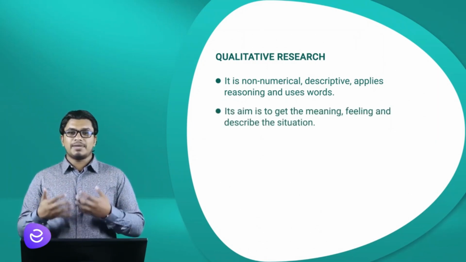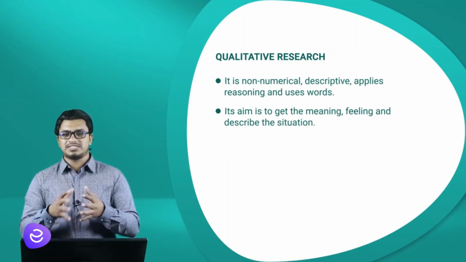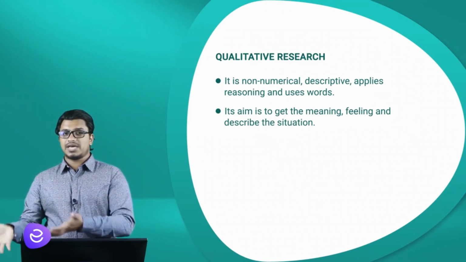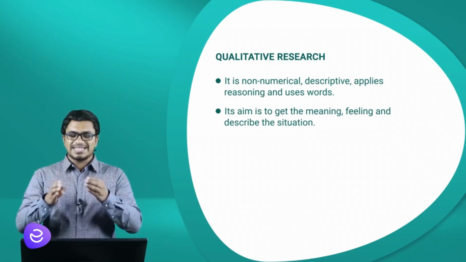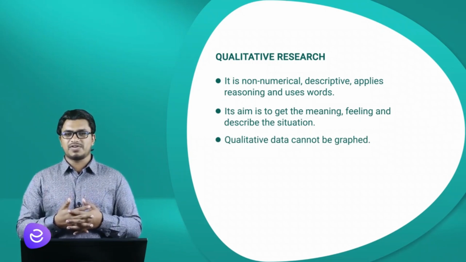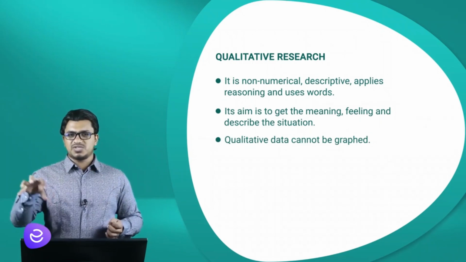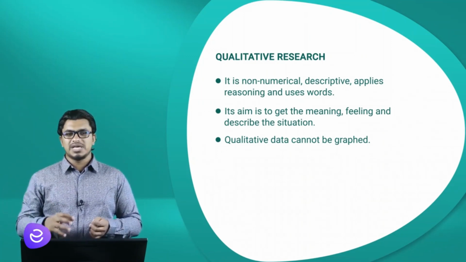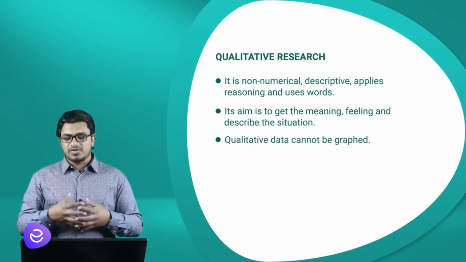Its aim is to get the meaning and the feeling of the situation, both of which cannot be quantified. That is the exact term we use here, meaning and feeling of a situation. Meaning cannot be quantified, feelings cannot be quantified. So that is what we try to get in a qualitative research. It cannot be graphed. We can sometimes express some areas in numerical terms, but the results cannot be graphed or charted.